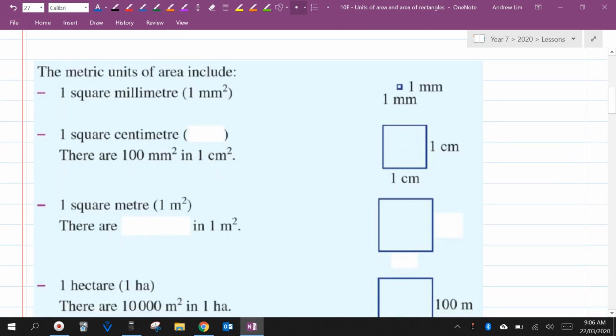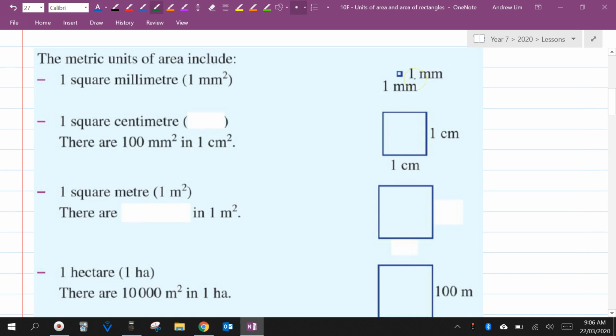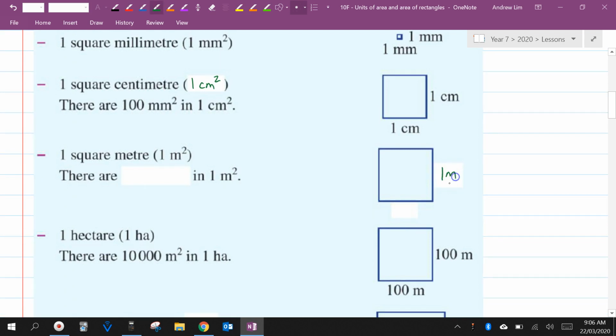The metric units of area include these. So here we've got 1 square millimeter, which is 1 millimeter by 1 millimeter, 1 square centimeter, which is 1 centimeter by 1 centimeter. And here it says there are 100 millimeters squared, or square millimeters, in 1 square centimeter. Alright, 1 square meter is 1 meter by 1 meter. And there are 10,000 square centimeters in 1 square meter.